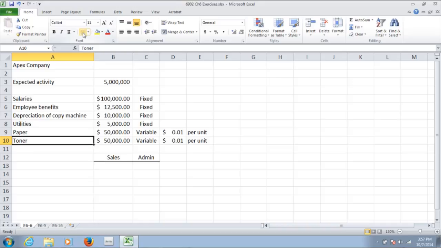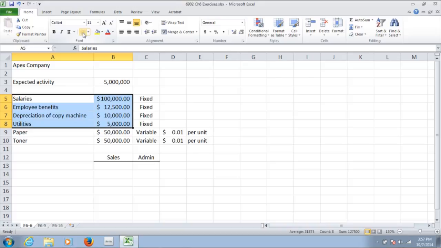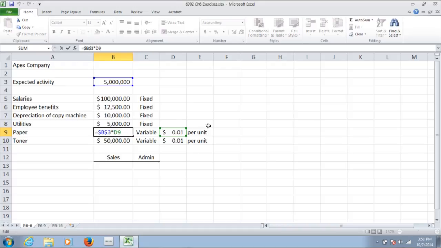So first, what Apex does is aggregate certain costs, such as salaries, employee benefits, depreciation, and utilities, and identifies those as fixed. So in other words, these are costs that are not going to change dependent upon the activity level. The other costs, the paper and the toner, are a function of the expected level of activity. In other words, they're variable. So in total, if there are 5,000 copies made, there will be $50,000 of paper costs and $50,000 of toner costs. So it's a penny per unit or per copy.